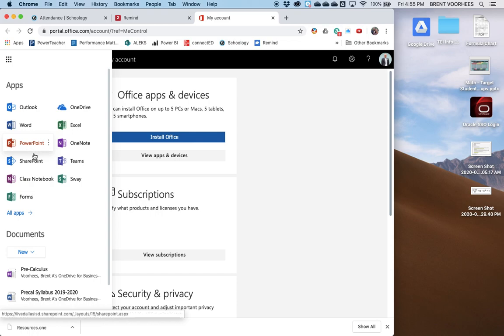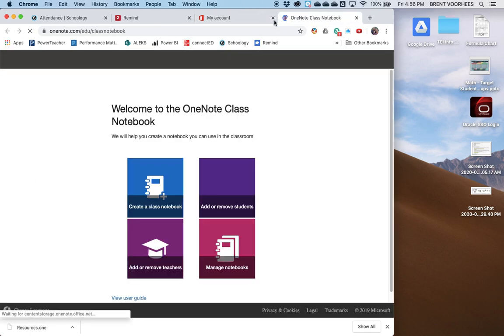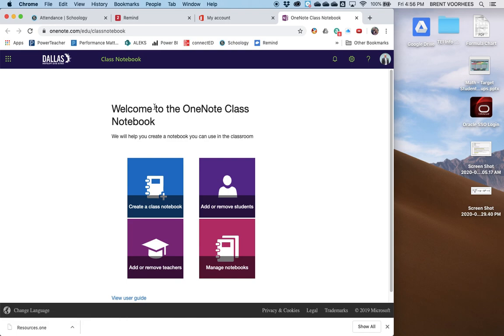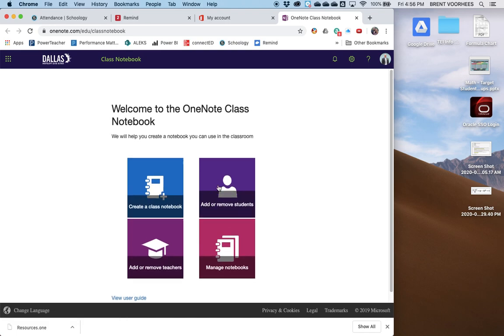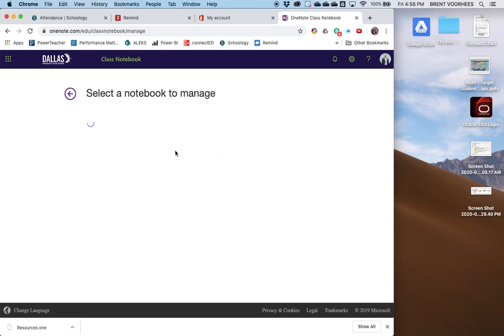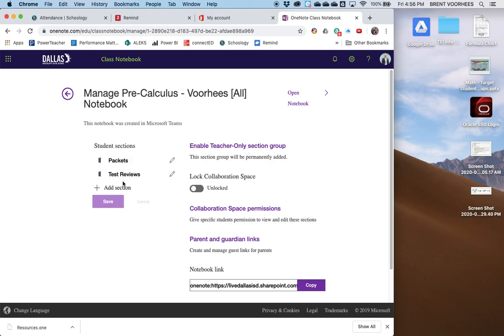What I want to show you is I've created a class notebook as well. So we also did Teams on here. If you go to class notebook, which should be available on yours, I've done this as a backup. Where is my pre-cal? Manage notebooks. There you go. When you click on this, I don't know what yours is going to look like exactly, but the one I'm looking for is this pre-cal.